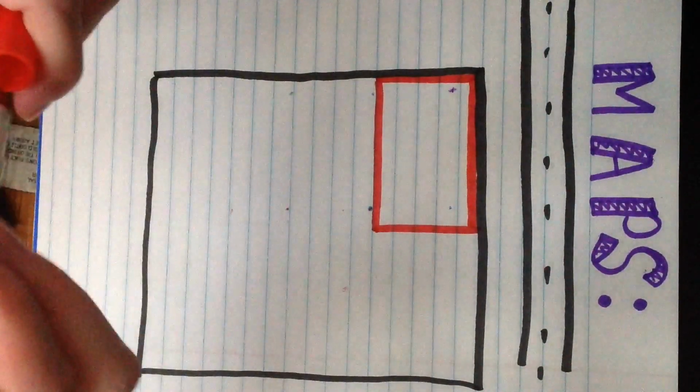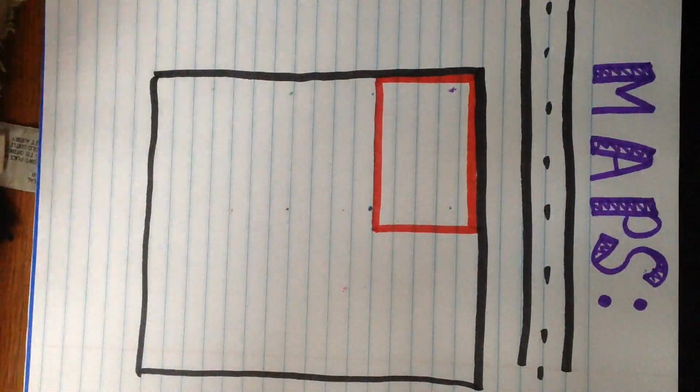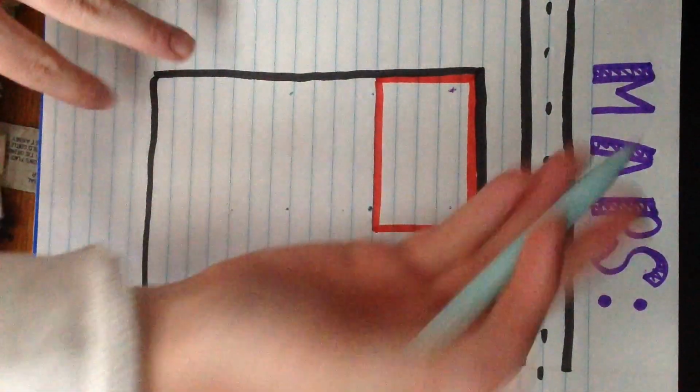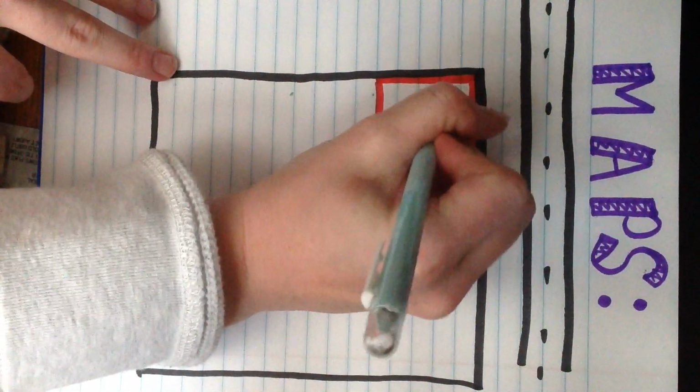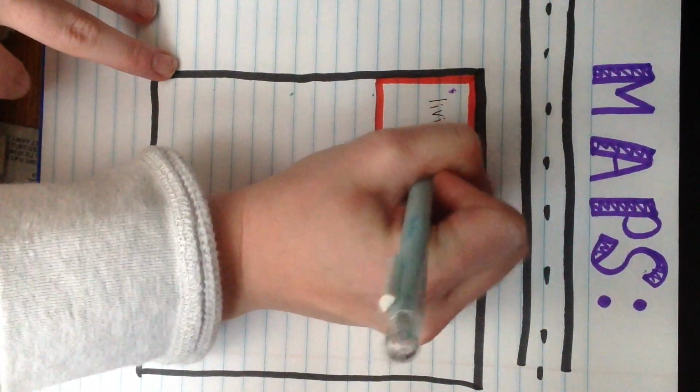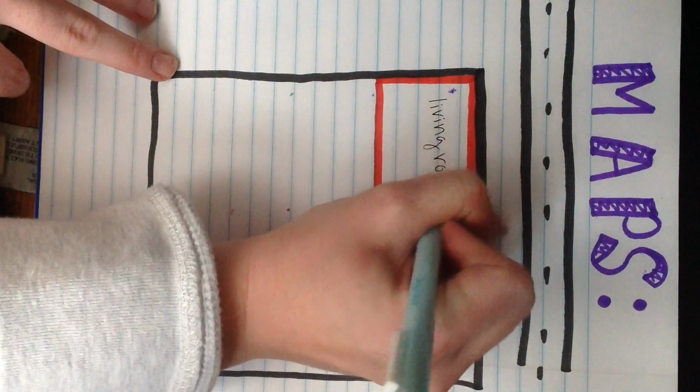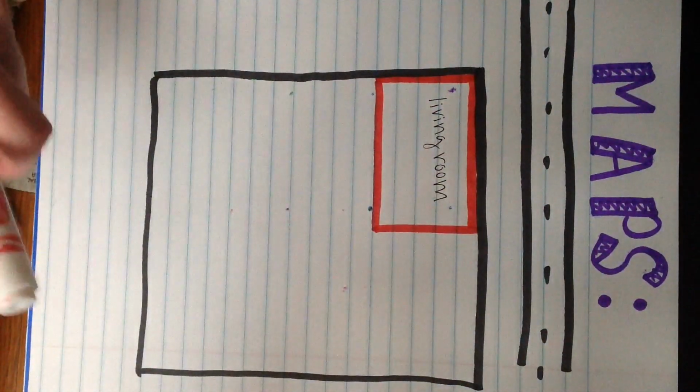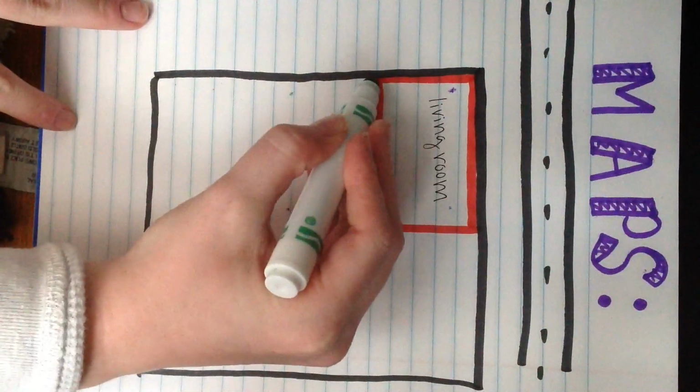As you go ahead, make sure that you're also labeling. That way we won't forget what we're drawing. So we have the living room right here. Next, we have a little dining room.